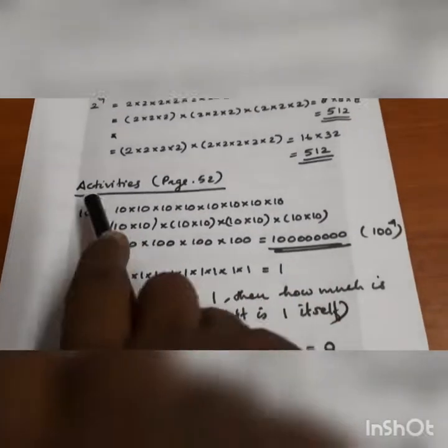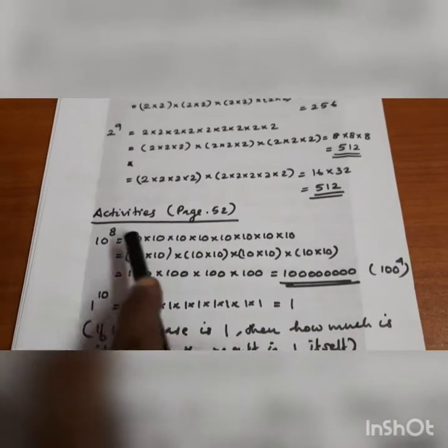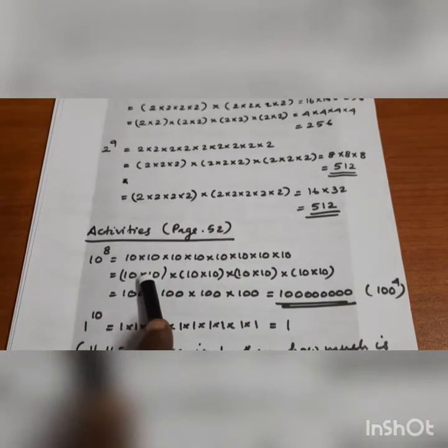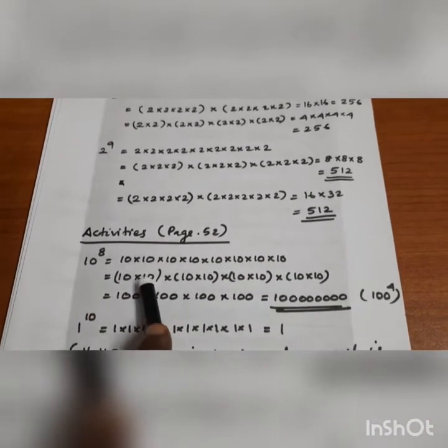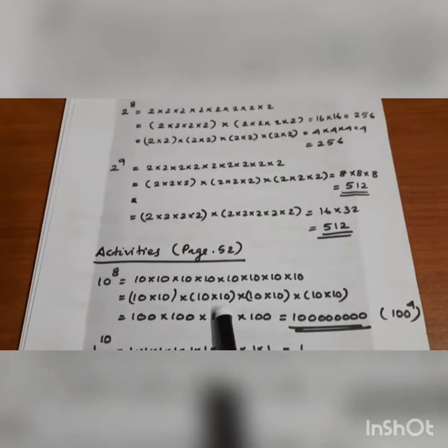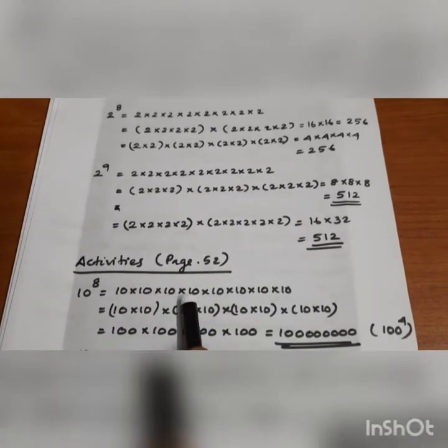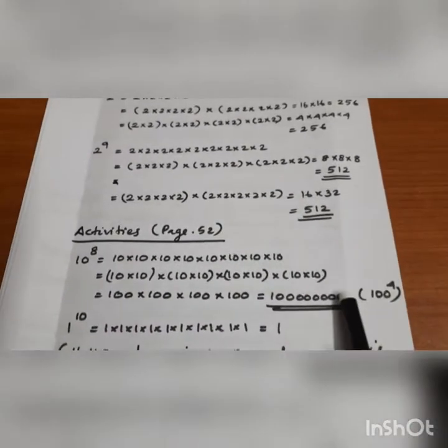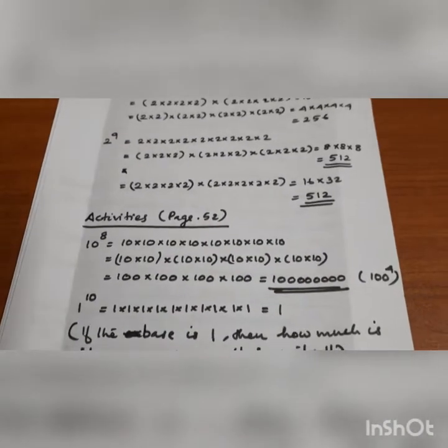Here the activity is on page number 52. 10 raised to 8. 10 is multiplied 8 times. This can be grouped into 2, how many groups? 4 groups. Or we can group it into 4: 10 into 10 into 10 into 10, and another group, 10 into 10 into 10 into 10. Anyway, the answer is this much.